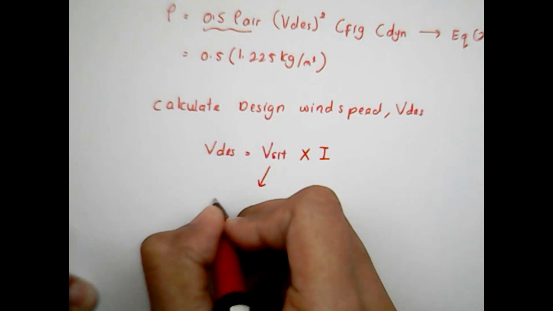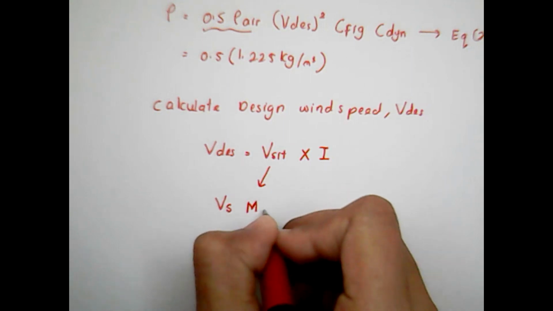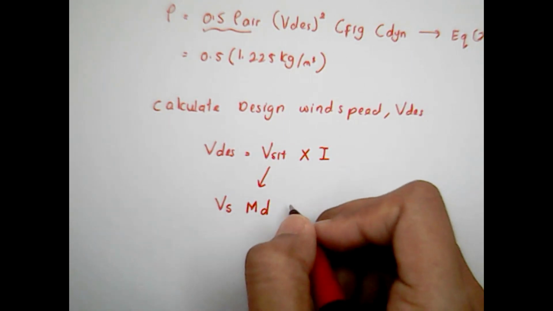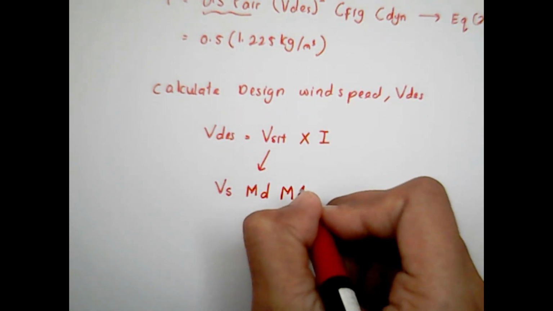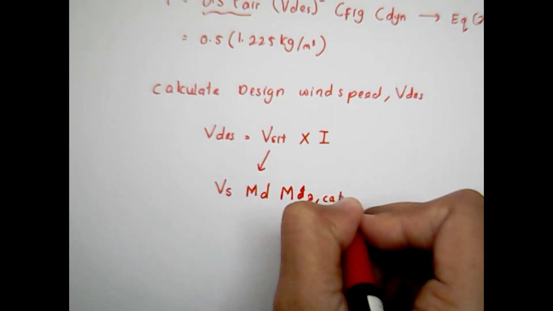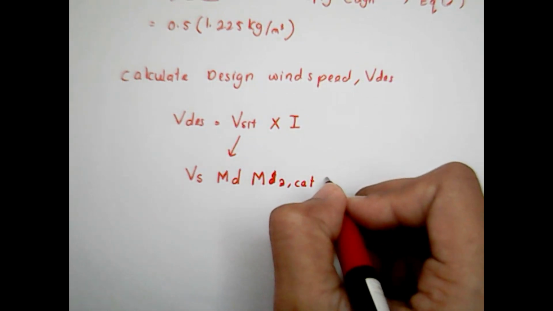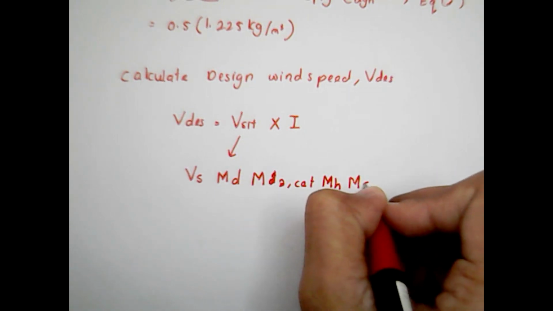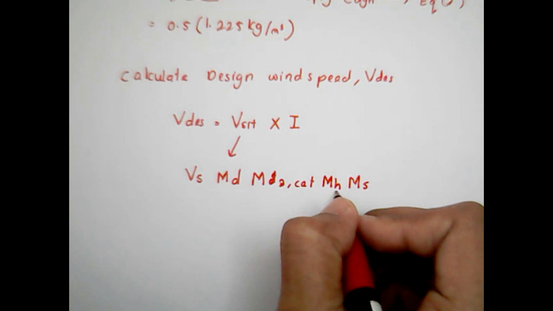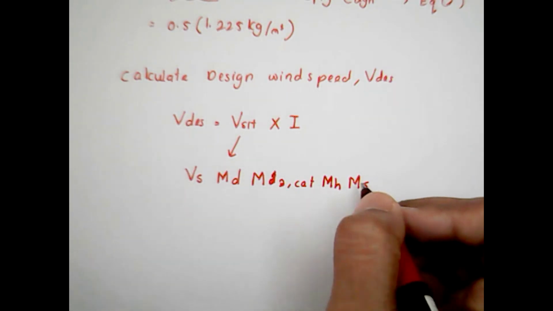V seat is equivalent to Vs, which is your basic wind speed, times MD, which is your wind direction coefficient factor, times MZ cat, which is what we call the terrain and height of the structure category, and then you need to multiply with MH and MS, where MH is the local topography hills and MS is the shielding by neighboring buildings. Okay.